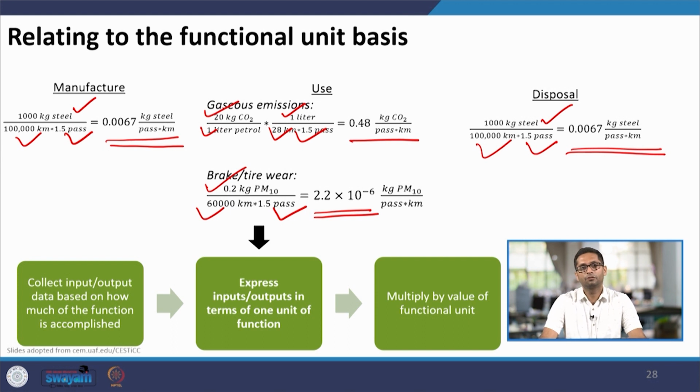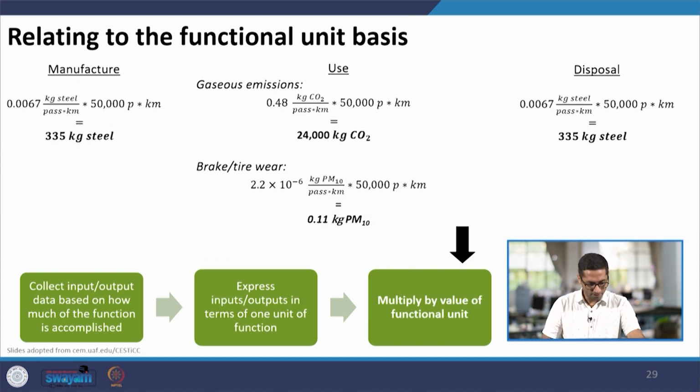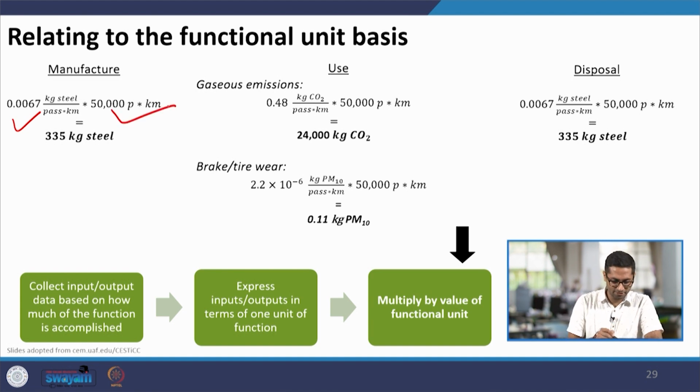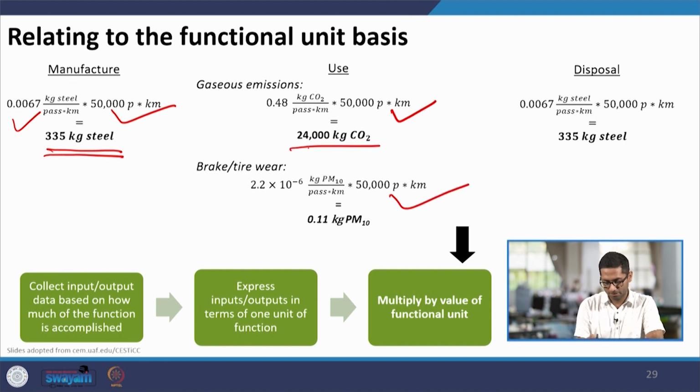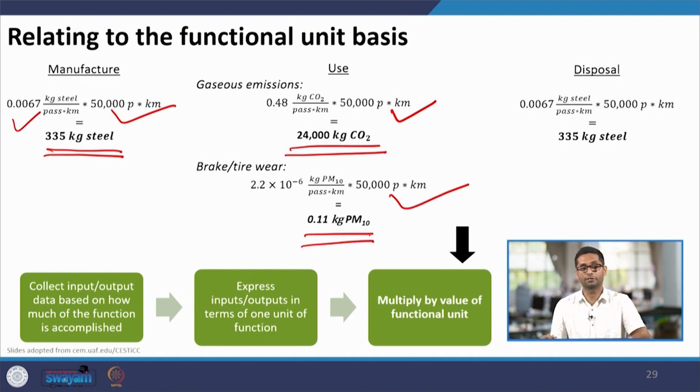Now the next step would be to multiply these numbers with the functional unit number, which was 50,000 passenger kilometers. So this is what I have done in the next part of the algorithm. We initially had 0.0067 kgs of steel per passenger kilometer, and multiplying that with 50,000 passenger kilometers gives the amount of steel that I would be using in the manufacturing phase. A similar multiplication for the emissions of CO2 as well as the PM10 gives me the emissions that happen for 50,000 passenger kilometers. A similar methodology applies for the disposal phase, which remains the same as the one used for manufacturing.